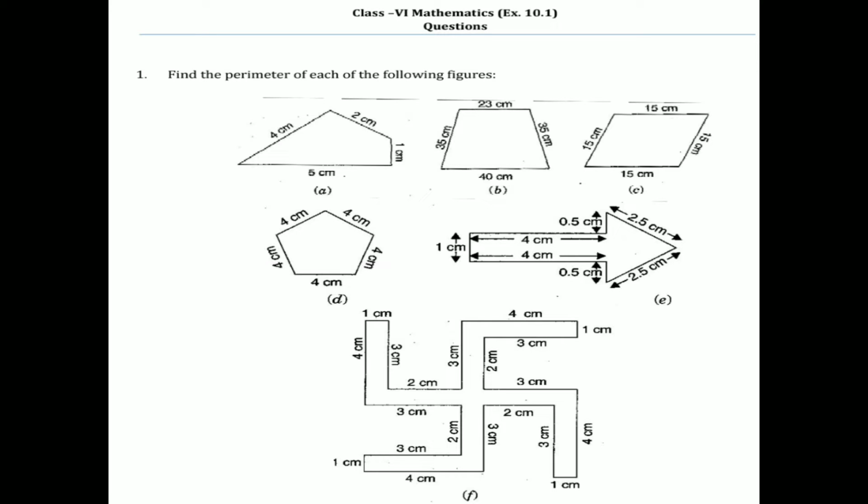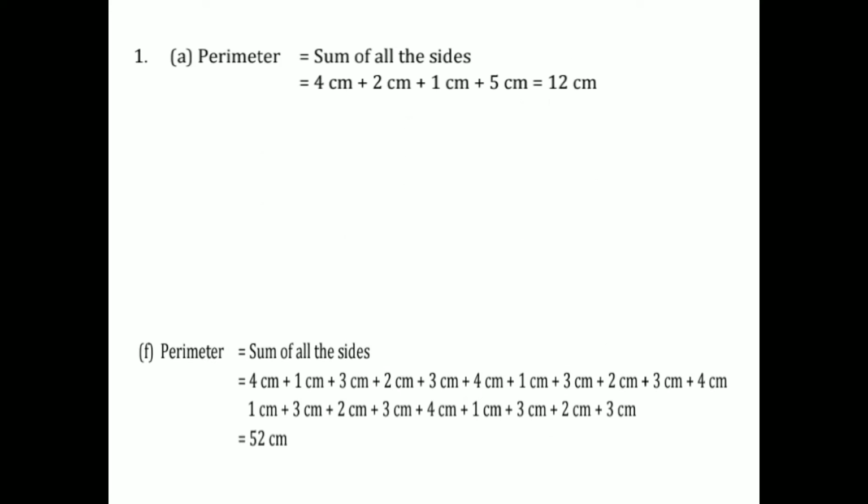In this, I will do the A part and F part for you. As I told you, in any type of figure, you have to use only one formula, that is the sum of all the sides. Whenever you do this question in the copy, you always make the figure with a pencil and then write the solution. So I am writing only the solution of the A part and F part, but you have to make the figure and then write the answer.